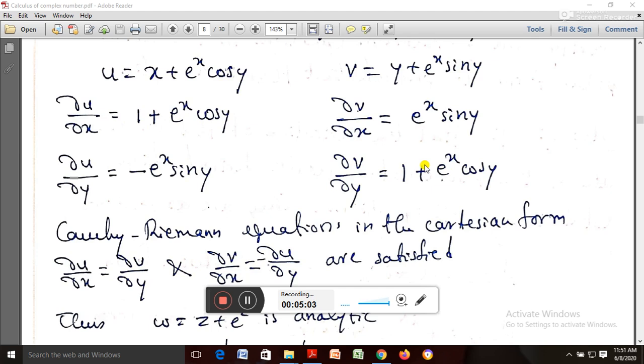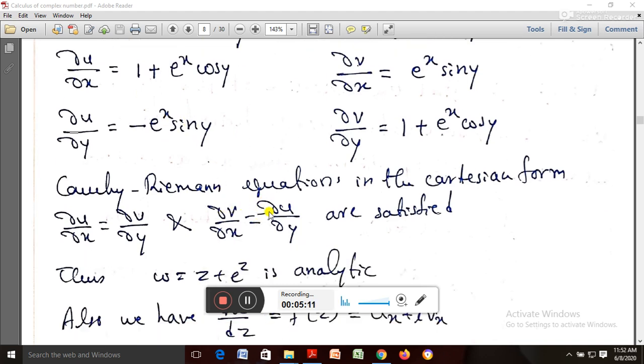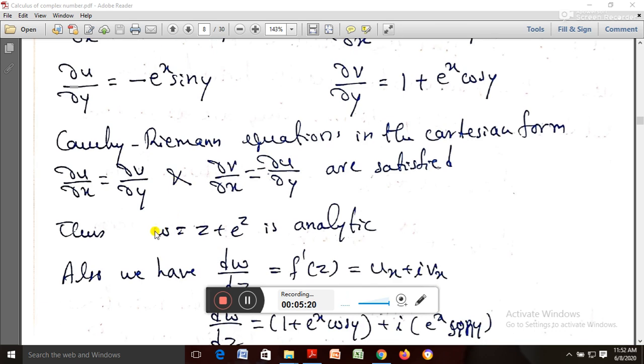So both are same. Then ∂v/∂x is e raised to x sin y. ∂u/∂y is minus of e raised to x sin y. So the second condition is ∂v/∂x equal to minus ∂u/∂y, so minus of this is there. So both the conditions are satisfied. Therefore w is equal to f of z is equal to z plus e raised to z is analytic. If these conditions are satisfied, then the given function is analytic.